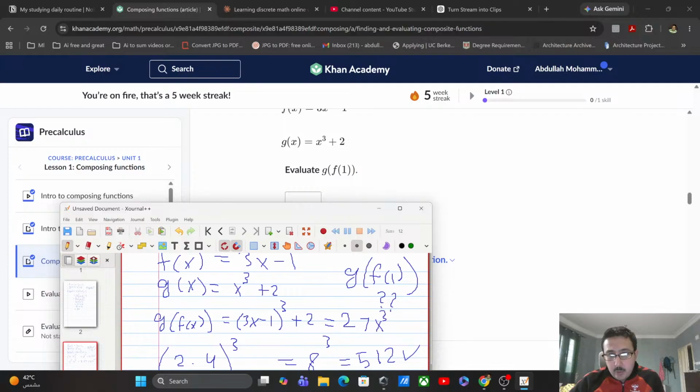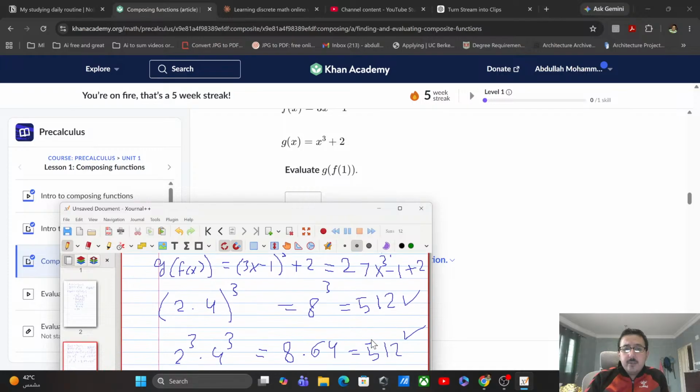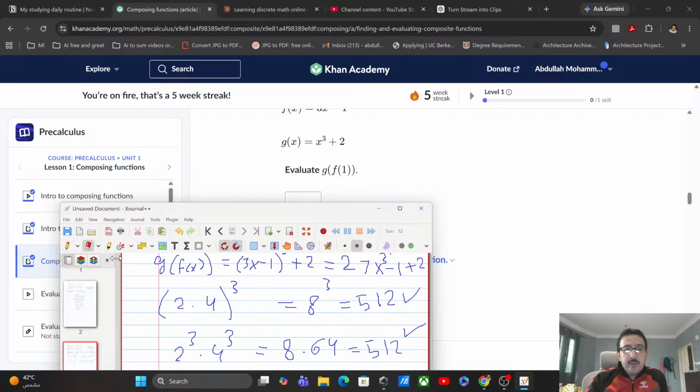x cubed over minus 1, minus 1, minus 1. The cube is minus 1, so it stays minus 1 plus 2, which gives... I'm going to delete our method of checking whether we should cube the number before the x or not. It turns out we should.